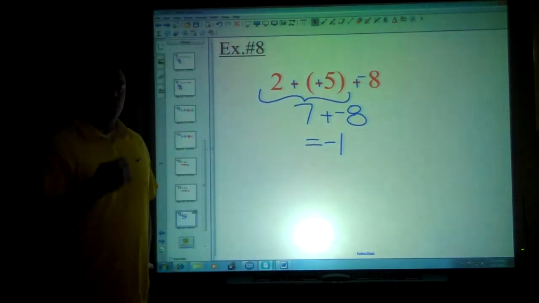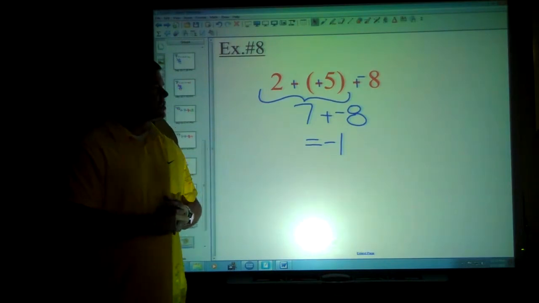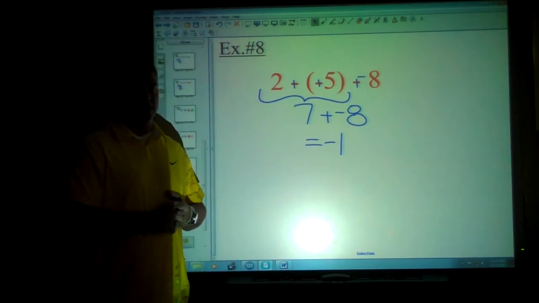Changing from subtraction to plus the opposite gives us freedom, and it decreases the chances of some of the mistakes that are typically made with subtracting positive and negative numbers.